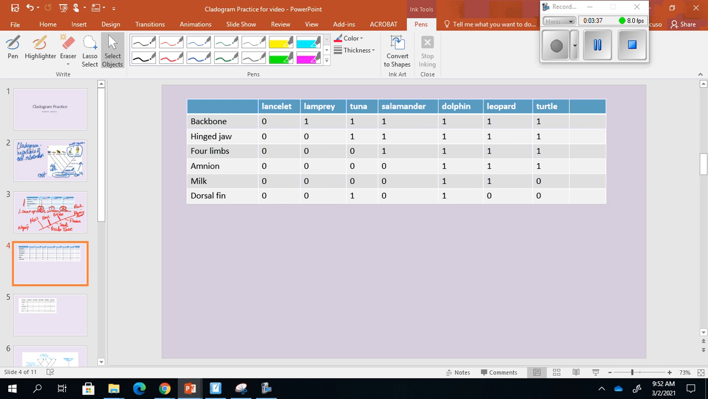So let's do another one together, a little bit of a larger one. So here are all of my characteristics. And here are my organisms. So I want to do my totals over here. So who has a backbone? 1, 2, 3, 4, 5, 6 of them. Hinge jaw, 1, 2, 3, 4, 5 of them. 4 limbs, 1, 2, 3, 4 of them.